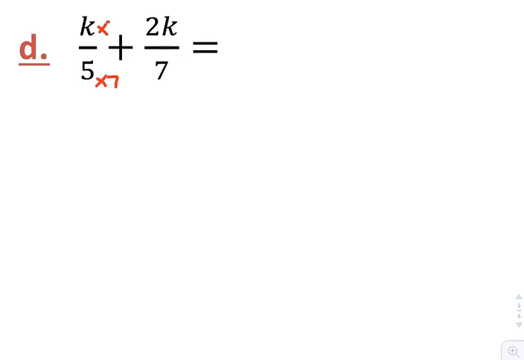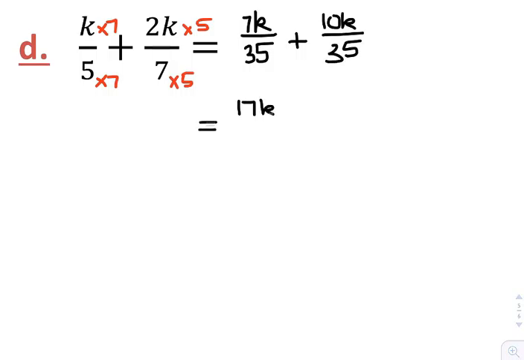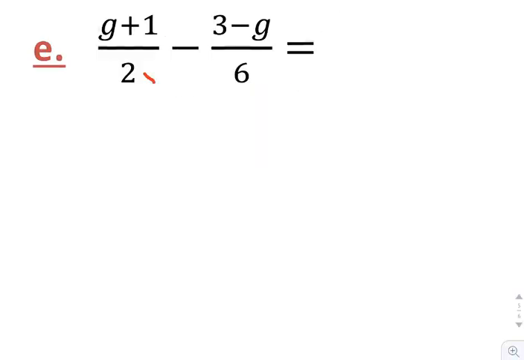In example D, we're looking to find the lowest common multiple of 5 and 7 in order to be able to add these two fractions together. So the lowest common multiple is 35. So if I multiply 5 by 7, I also have to multiply k by 7 as well. And same deal on the other side, we're going to multiply 7 by 5, which means we have to multiply the numerator by 5 as well. This, when simplified, is 7k on 35 plus 10k on 35. Adding together the tops, so 7k plus 10k, and we get 17k on 35, our end answer.